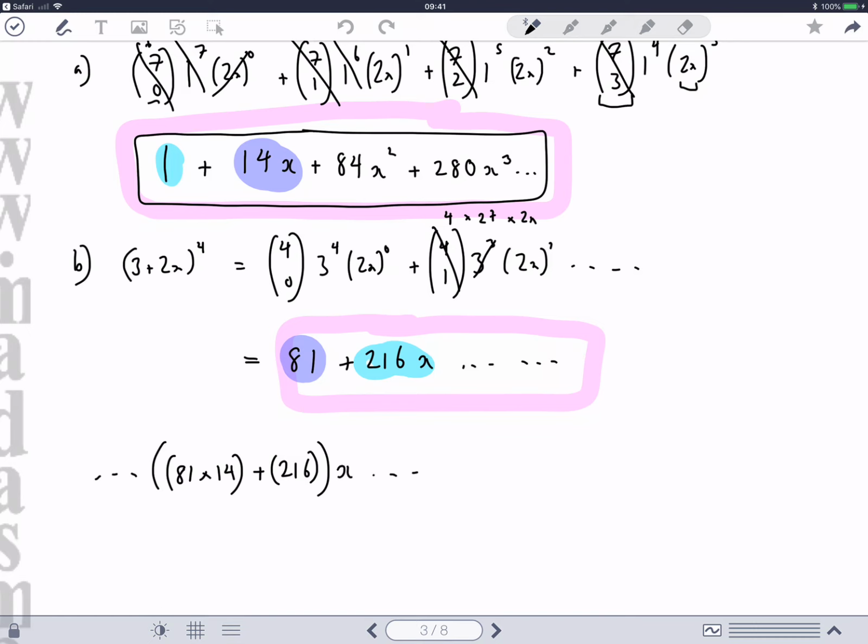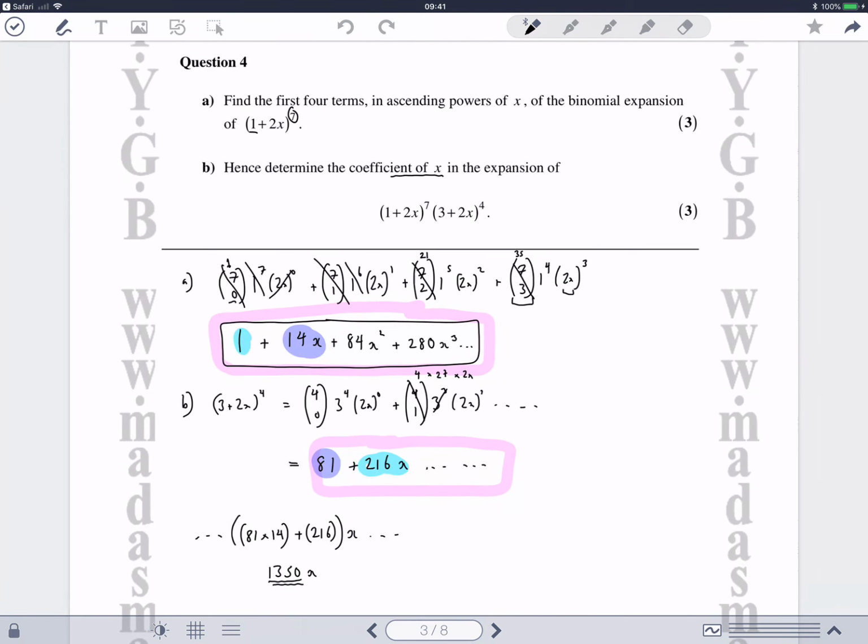So 81 times 14 plus 216 will give a nice value of 1350x. So the coefficient is 1350.